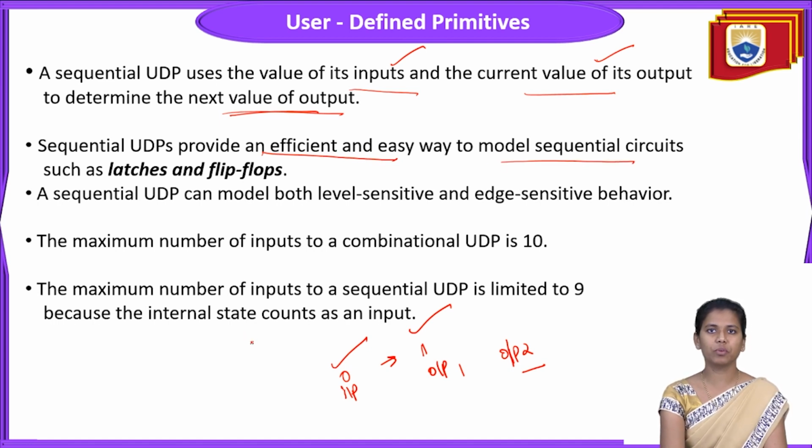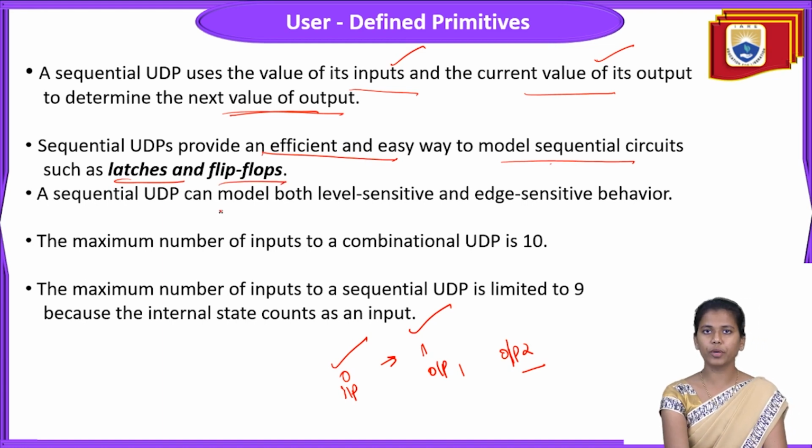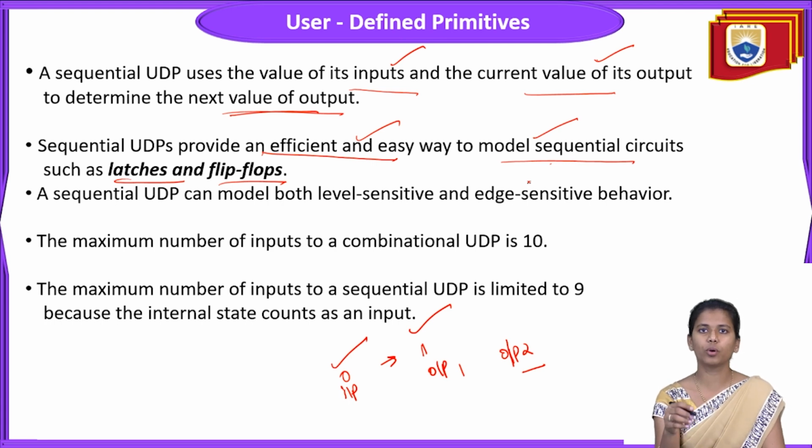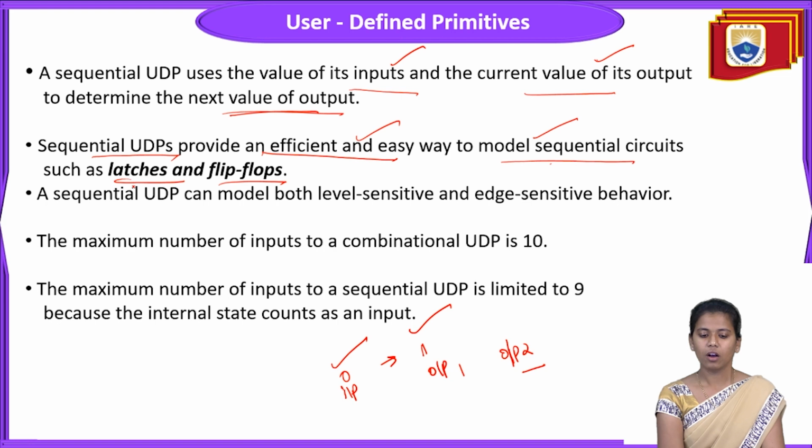You all know what sequential and combinational circuits are, isn't it? Combinational circuits don't have any memory element, whereas sequential circuits have latches and flip-flops. So sequential UDPs provide an efficient and easy way to model sequential circuits such as latches and flip-flops. These latches and flip-flops store 1 bit of information. These are the storage devices.